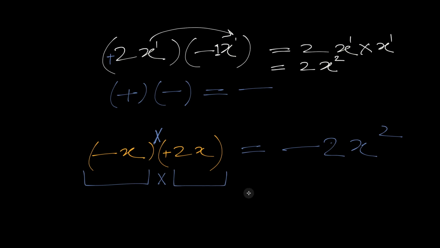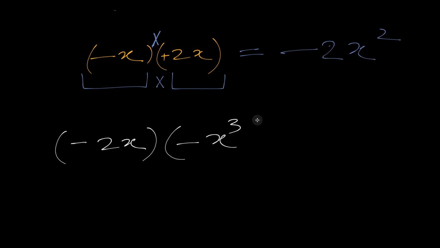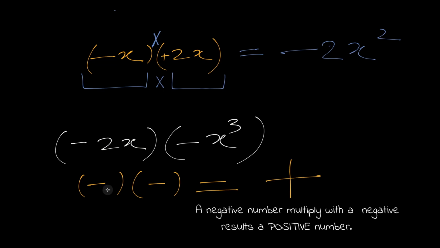Now we'll take one example having both numbers as negative. Let's consider 2x, which is a negative number, and minus x cube. Now can you see this is a negative number and it is going to be multiplied with negative number. What I am going to get is a positive numbers. Okay, this is the formula. If a negative number is getting multiplied with negative number, always you will get a positive numbers.